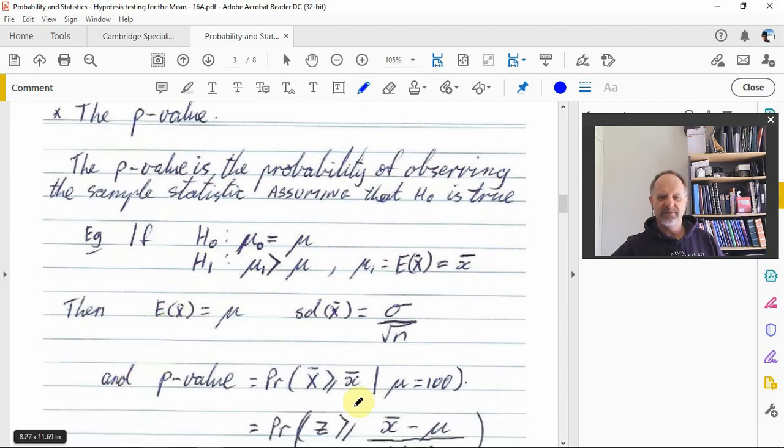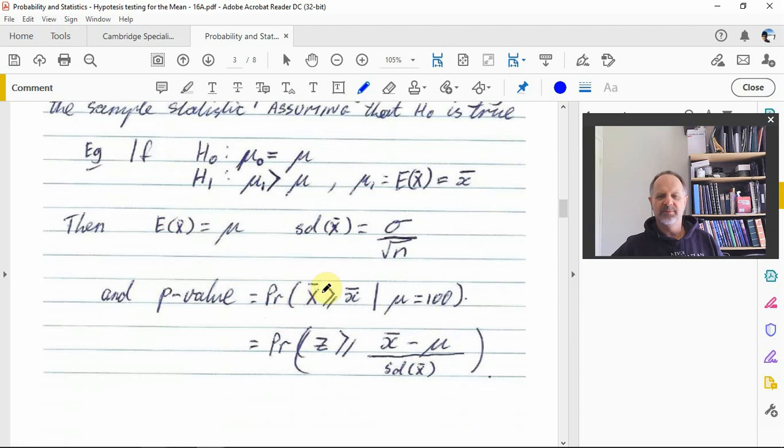And so the p-value is a probability. It says here the probability that the sample mean is greater than or equal to x, given that the mean is 100. So the probability that the mean of our sample is bigger than x, given that the mean is 100. And this is how you work it out: it's a probability of z greater than or equal to x bar minus the mean, over the standard deviation of the sample. See here, x bar. So it's the standard deviation of the sample.